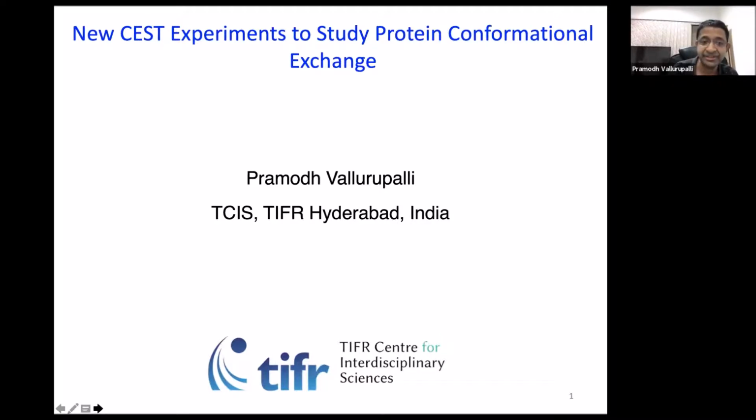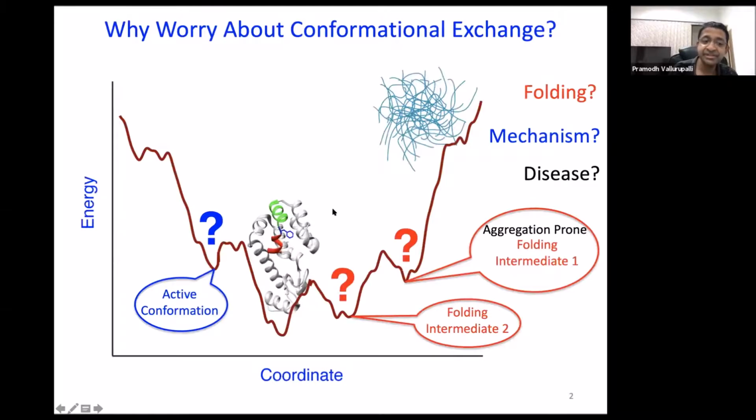So the first question that may come to mind is, why worry about conformational exchange when you have these nice NMR, crystallography or now cryo-EM structures of your proteins? But as we know, proteins move on a rugged free energy surface, and the structures we get usually come from this low energy conformation that's down here. And so if you're interested in folding, you want to know about folding intermediates. Similarly, the active conformation of your protein may not be the lowest energy one, but a high energy one. So to understand mechanism, you want to know something about this state.